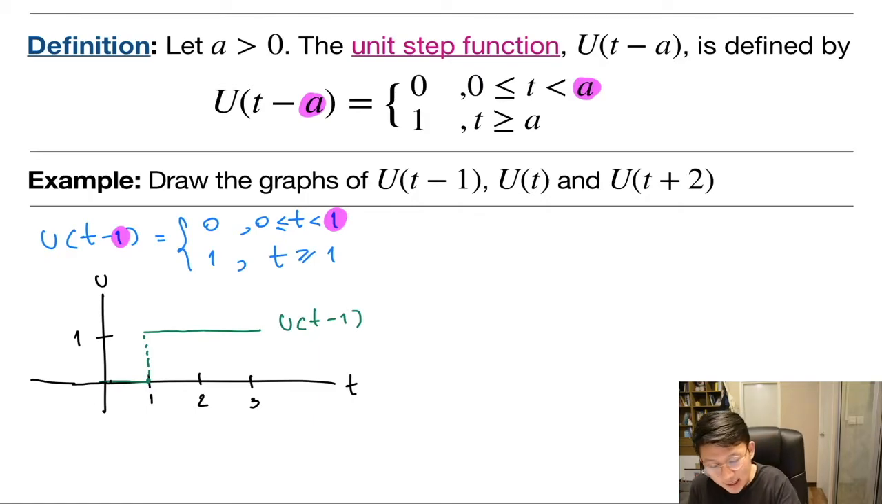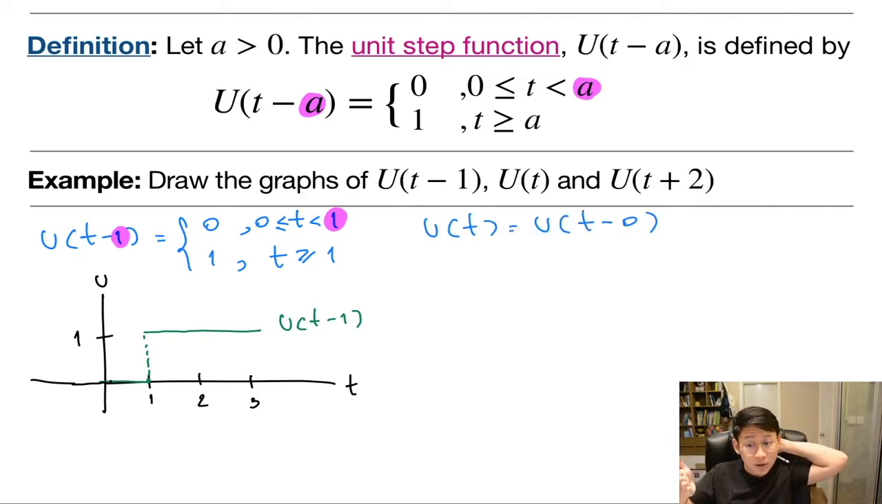Okay, let's look at the other one. u(t) is actually u(t minus 0). Okay, so it's 1 when t is bigger or equal to 0. So it would look like this.